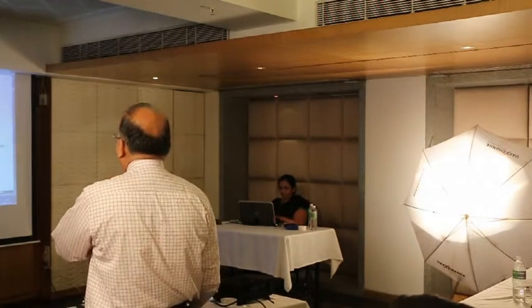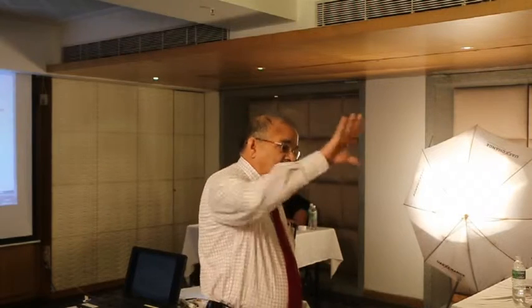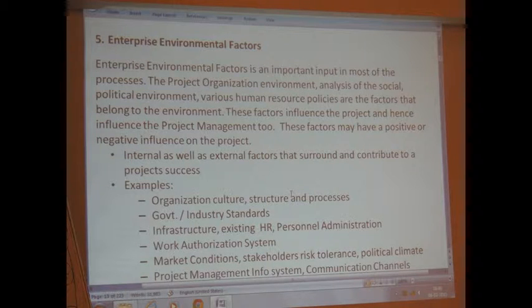So now you learn. Then what is EEF? You learn OPAS, which is past experience. EEF is enterprise environmental factors. Your project is surrounded by what? By social, by political factors. So enterprise environmental factors are internal as well as external factors that surround and contribute to project success. Organization culture, structure, processes, government and industry standards, infrastructure, HR and personnel admin practices. These are the environmental factors given to you.